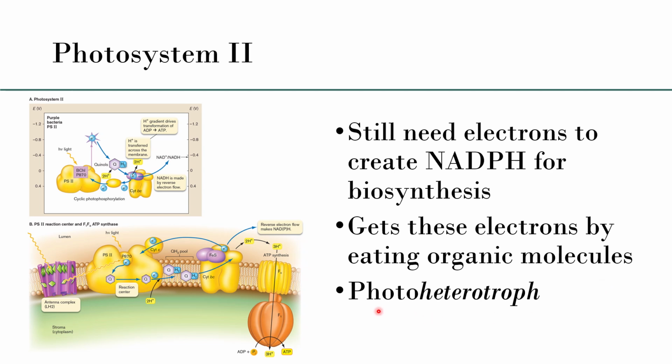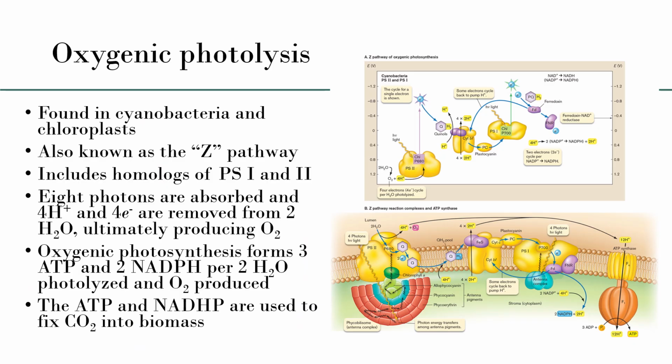And so these are our photoheterotrophs. They're going to use light energy to get their energy, but they're going to get their electrons by eating them from organic molecules, because there's no electron donor for photosystem 2. Just kind of crazy to think about.